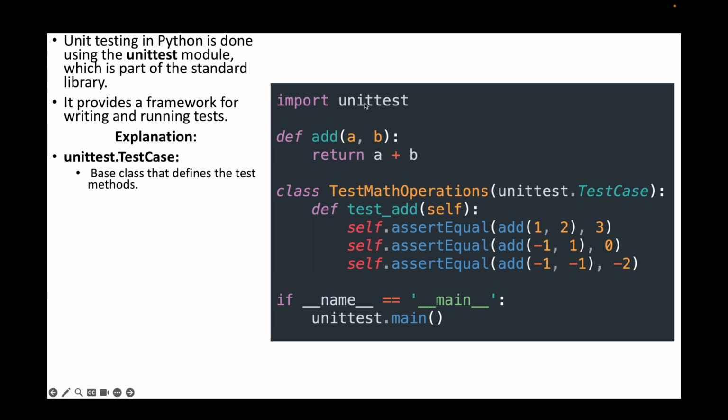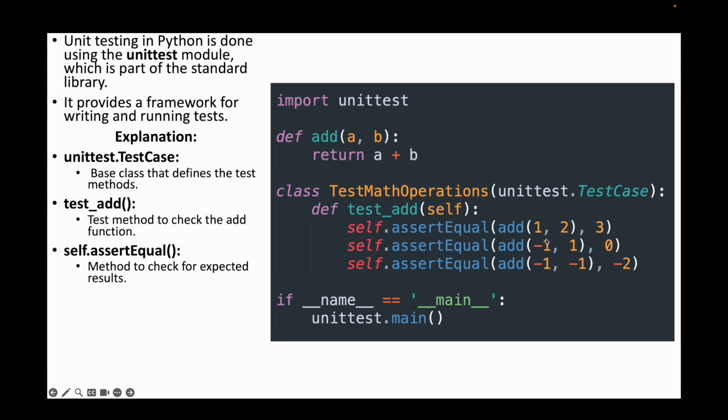So we are importing the unittest module. First we are creating a TestCase base class, which defines the test methods, and then we are using this test_add function or method to check the addition function, the add function. self.assertEqual is the method used to check for the expected results, and unittest.main is the entry point to run these tests.